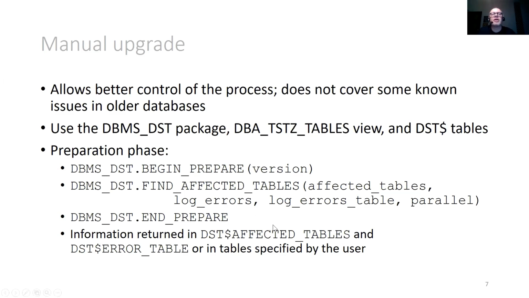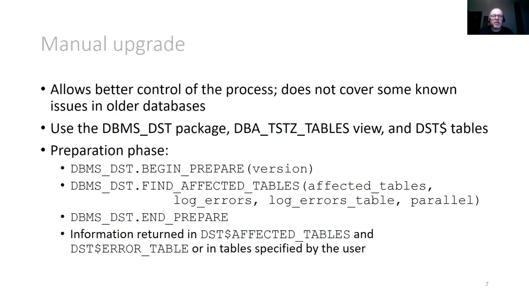And the information from this phase is returned in tables that are by default called DST$AFFECTED_TABLES and DST$ERROR_TABLE. However, as I said, you can specify different names for the find affected tables procedure, and there are also some procedures in the DBMS_DST package that allow you to create the tables with the necessary columns so that they are compatible with the procedure.